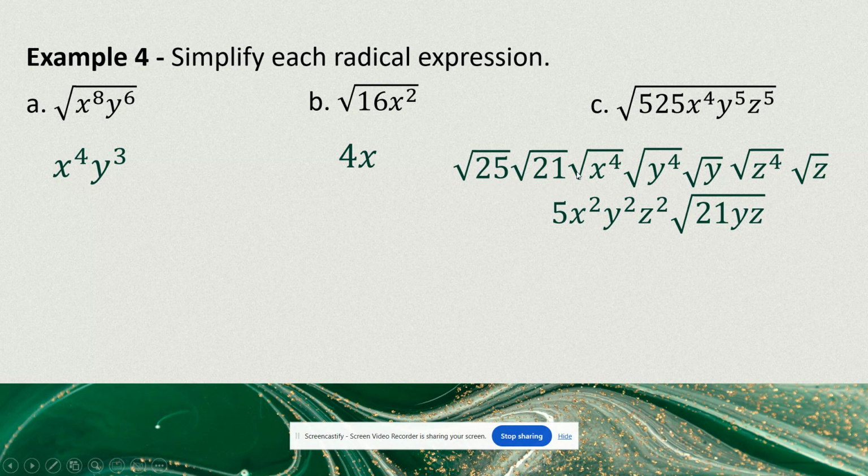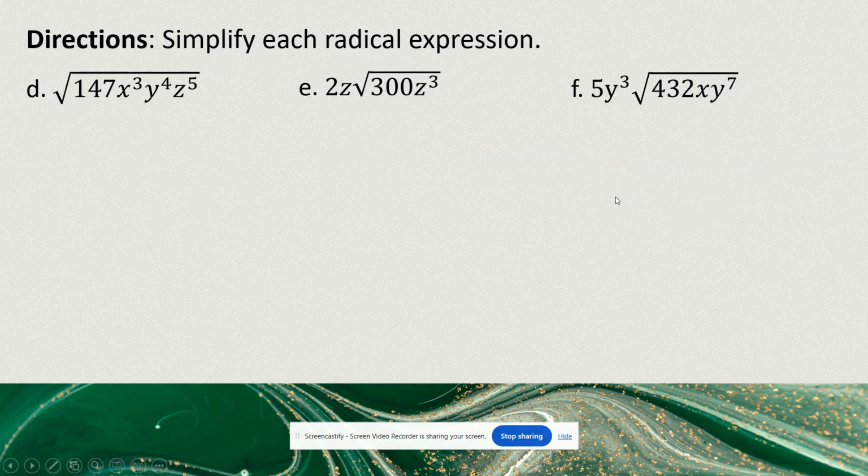So everything that you can evaluate is going to end up being out front of this radical expression, and everything else is going to go together underneath one radical sign. So the 21, y, and z that I can't do anything with, I can put under the same radical sign. Okay, so this would be my simplified expression for part C.